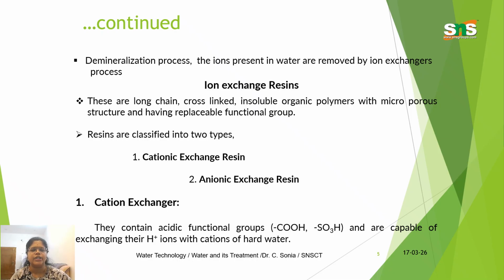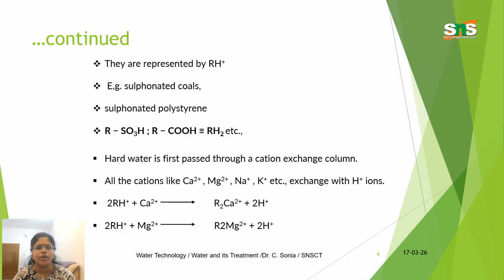Resins are classified into two types, that is cation exchange resins and anion exchange resins. These cation exchange resins have functional groups like COOH, SO3H, and are capable of exchanging the hydrogen ion with the cations of the hard water. So they are represented by RH plus. Examples of these cation exchange resins are sulfonated coals, sulfonated polystyrene.